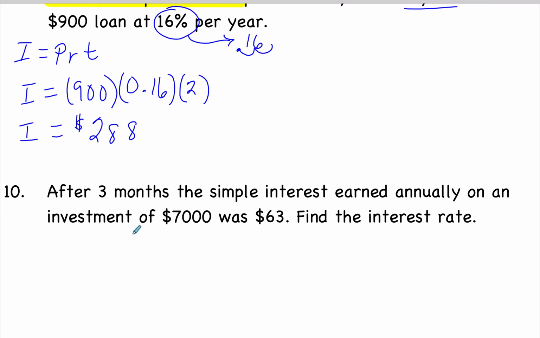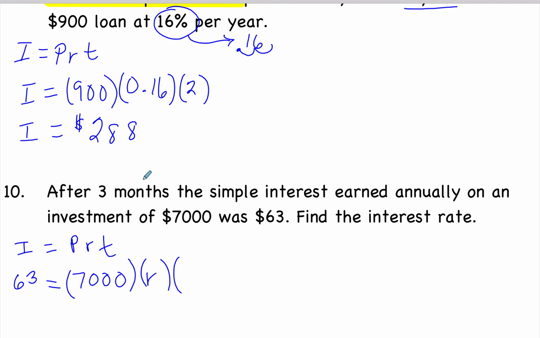Okay. After 3 months, the simple interest earned annually on an investment of $7,000 was $63. Find the interest rate. Well, we're going to use the exact same formula. I equals PRT. This time we know I. It says the interest was $63. So we're going to plug that in for I. That one is 63. Do we know the principal? How much money did they invest? That was $7,000, right? So we have $7,000. We're looking for the rate. So I'm going to leave that as R.